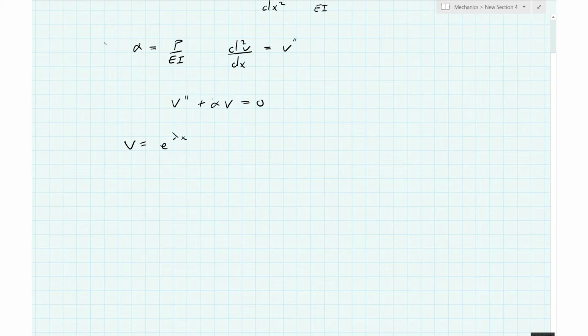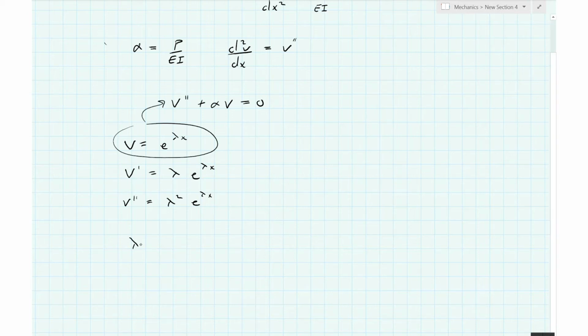Because if I look at the differentiated version of that function, v prime, the first differential, is just going to be lambda times e to the lambda x, and the second differential is just going to be lambda squared times e to the lambda x. So that's a good starting point for me. Our next step is to take our candidate solution, our candidate function, which is this guy here, and sub it into our differential equation. So that's what we'll do next.